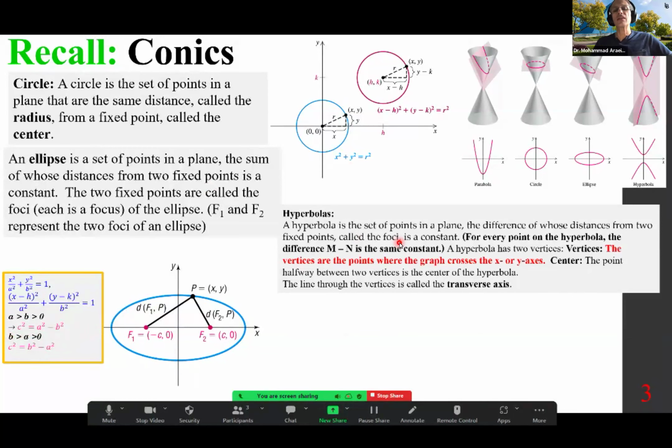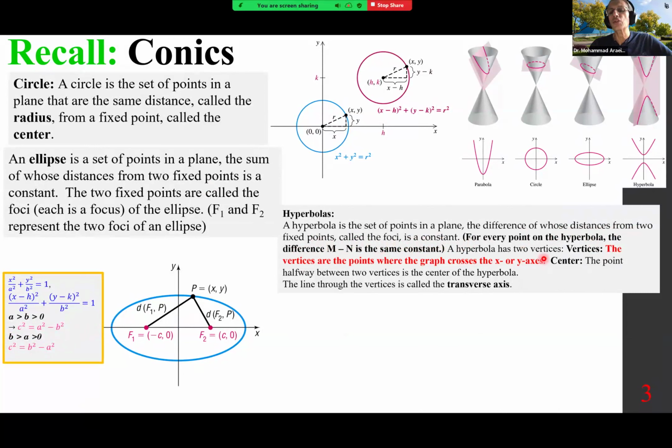Hyperbolas. A hyperbola is a set of points in a plane, the difference of whose distances from two fixed points called the foci is a constant. For every point on the hyperbola, the difference m minus n is the same constant. A hyperbola has two vertices. The vertices are the points where the graph crosses the x or y axis. Center, the point halfway between the two vertices, is the center of the hyperbola. The line through the vertices is called a transverse axis.